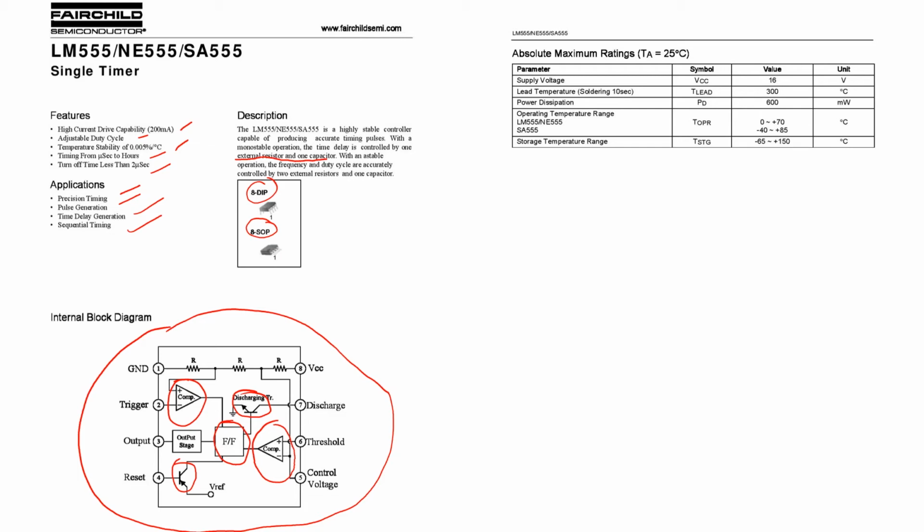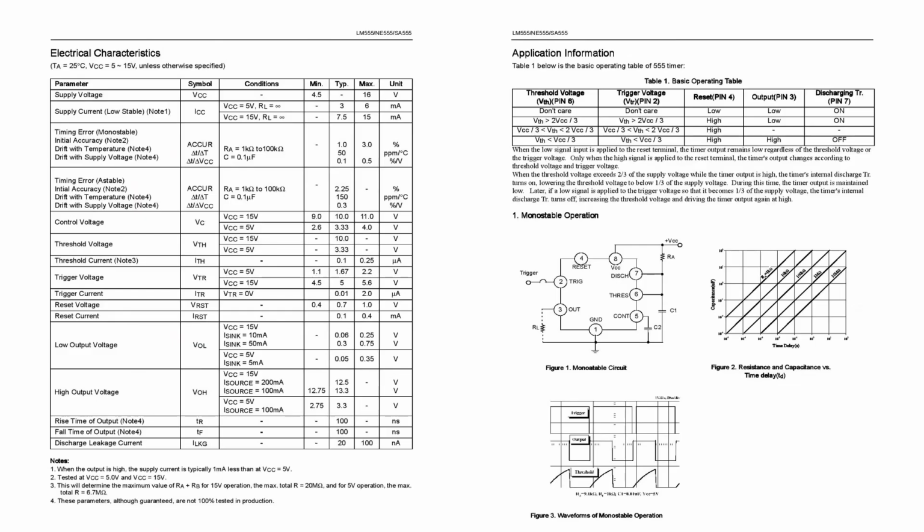This is the power dissipation, 100 milliwatt, and we can solder at temperatures up to 300 degrees centigrade. Supply voltage is 16, and the operating range that I already discussed is from 0 to 70 or minus 45 to plus 85, and then the storage temperature. These are the electrical characteristics: minimum supply 4.5, maximum 16, and supply current, that is at 5 volt it is 6 maximum, at 15 volt it's 15 milliampere maximum.